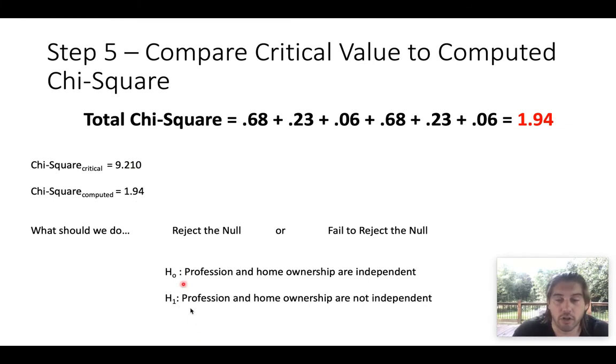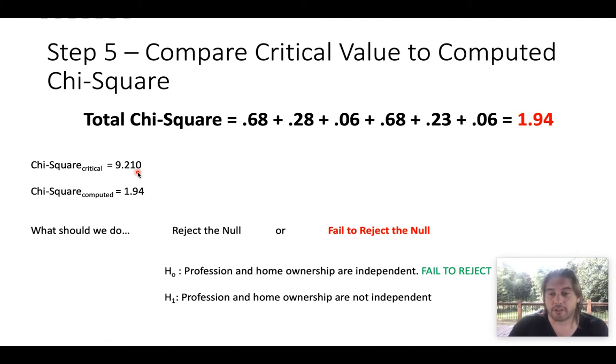Remember, our null and our research hypotheses: the null would be that they are independent, because that would mean that nothing is going on, right? They're not impacting each other, right? If they're independent, then there's nothing going on. So that's our null hypothesis. Our research hypothesis is that they are not independent. Well, we did not clear our hurdle. We are much lower than our hurdle, which means that we held on to the null and we're going to keep it. We are going to fail to reject the null.